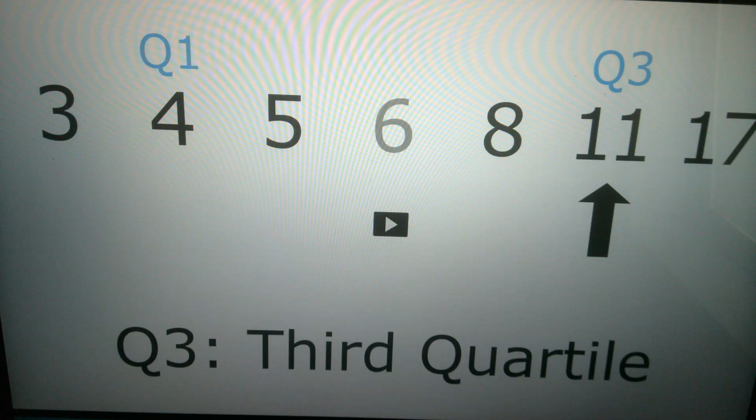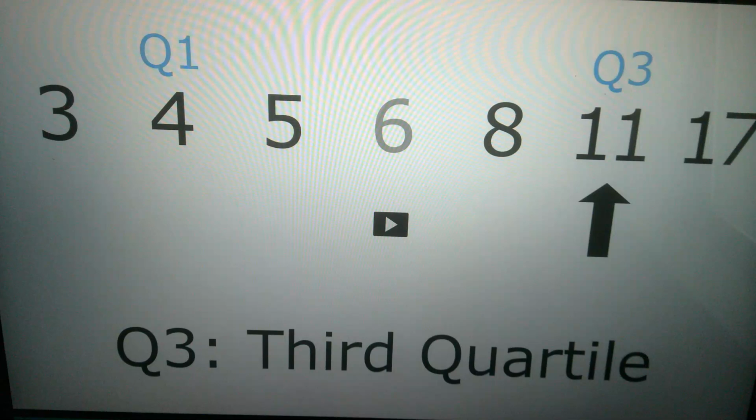Do you understand it so far? Yes. Okay. What is 6 called? It is the middle. It's the median. Is it a Q? What's the Q name for it? The 6 is not the third one. It's Q2. 6 is Q2. 4 is Q1. And 11 is Q3.